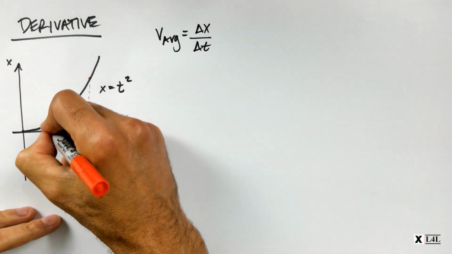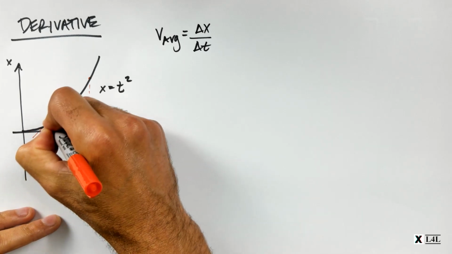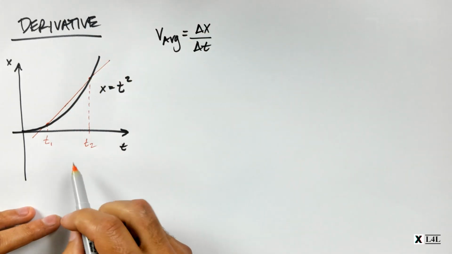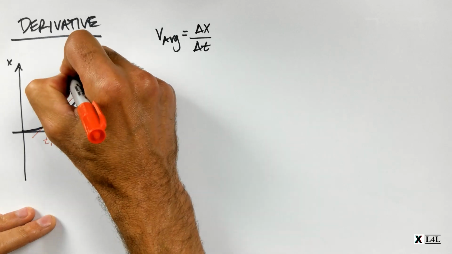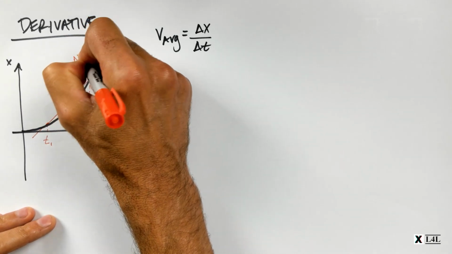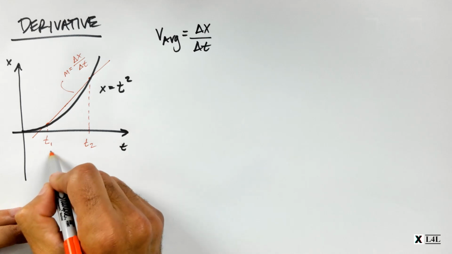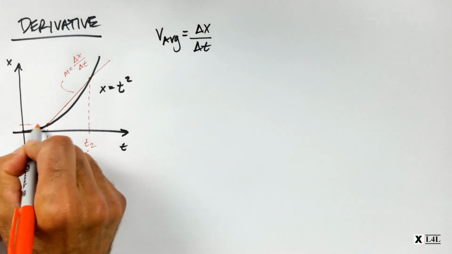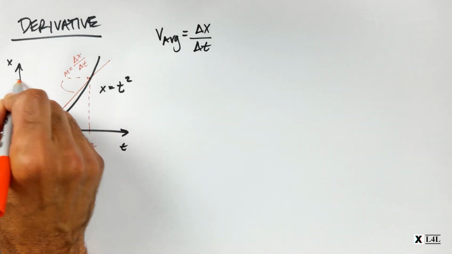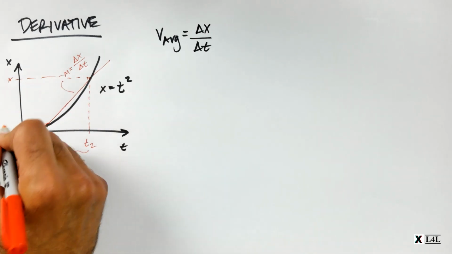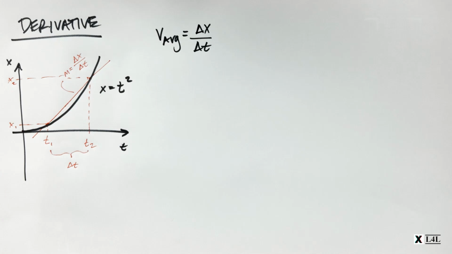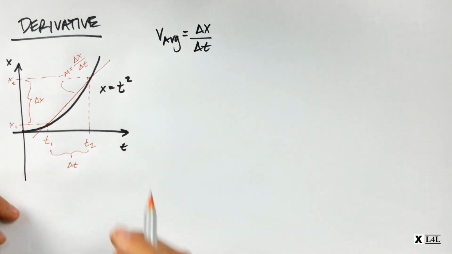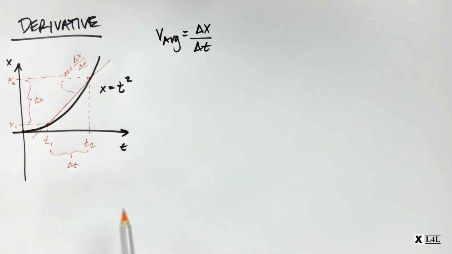So if I were to draw a straight line here, let's see if we can get this. Okay, if I draw a line between these two points, I can get a slope off this line. Again, it's delta x over delta t. And so this time period here is my delta t. And if I look at these correlating positions, x1 and x2, this here is my delta x during this change in time.